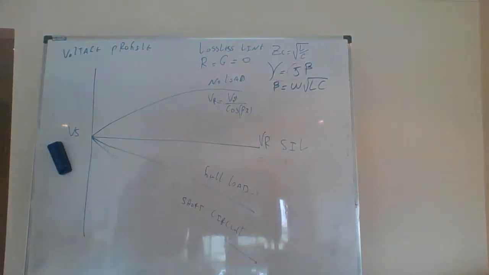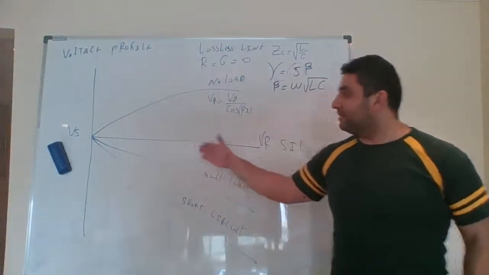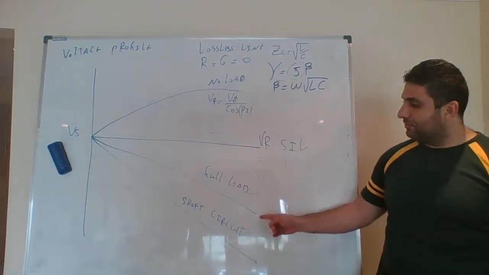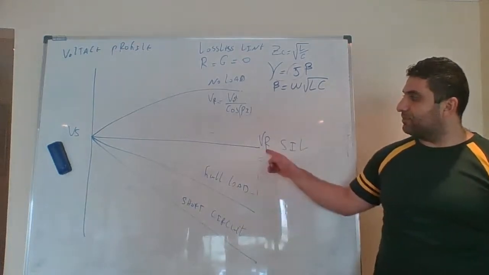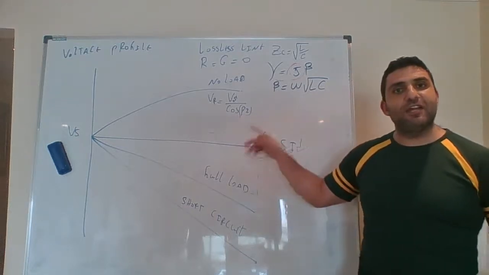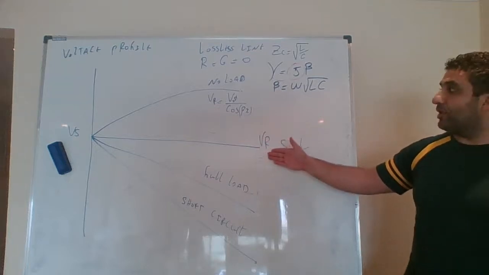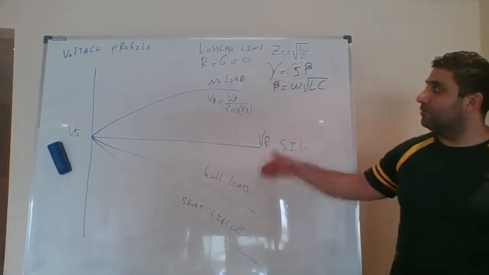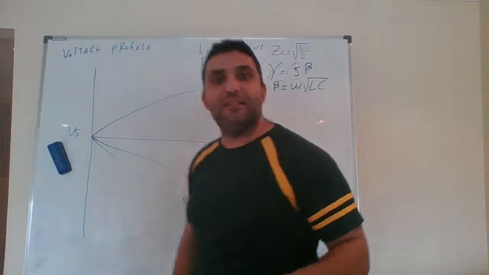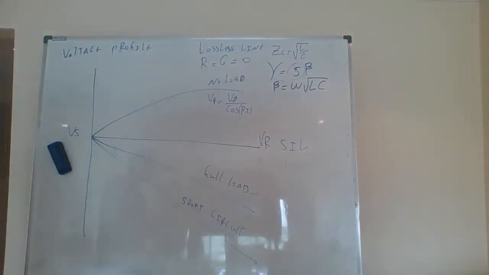Engineers inside the utility use this graph to determine the full load, short circuit, and surge impedance loading. It's perfect for us if we can achieve these values, because I have no losses. But in reality, it's almost impossible to achieve this value, and this is no load. That's known as the voltage profile of a transmission line system.